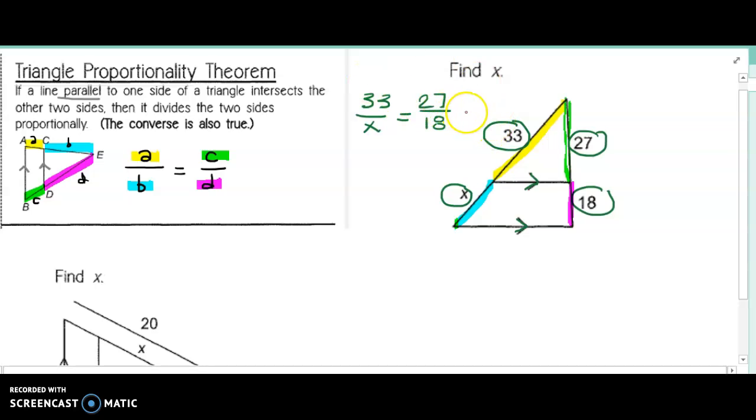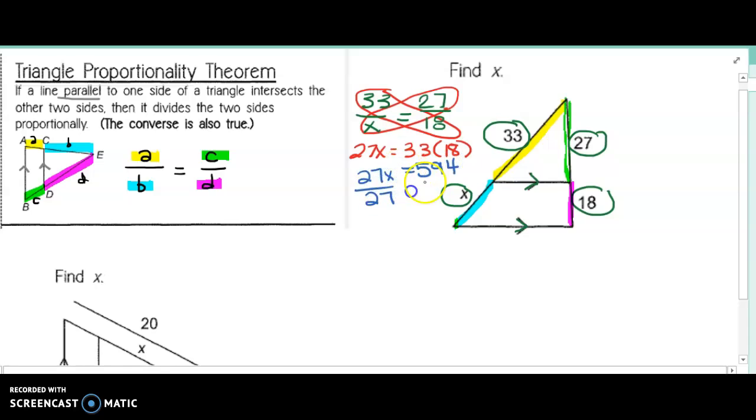Now from here you should be able to do these pretty easily by now. So cross multiply, so 27x equals 33 times 18. 33 times 18, guys, is 594. And if I divide that by 27, I get x equals 22. There's my answer.